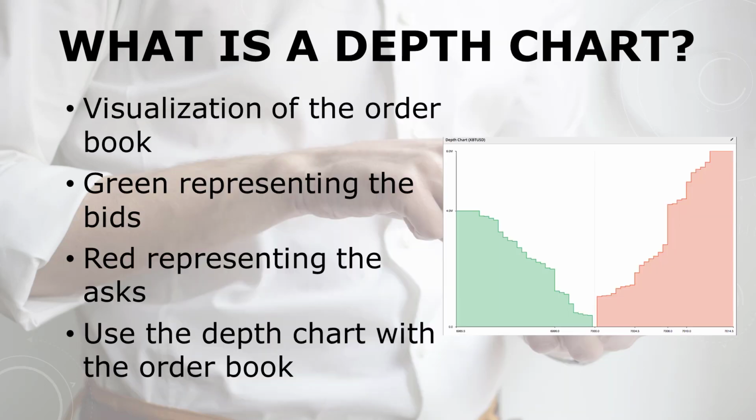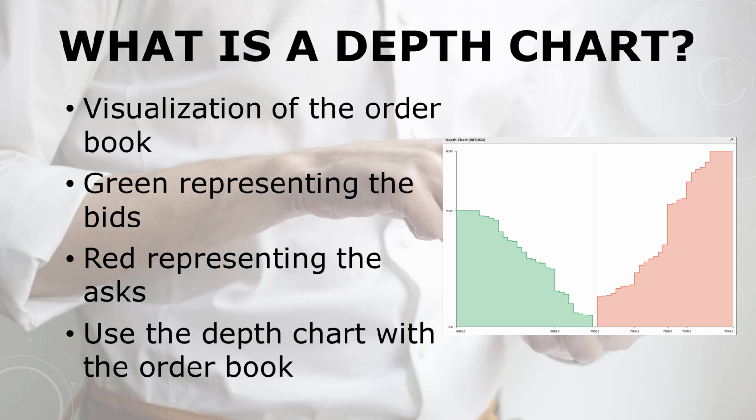The depth chart is a visualization of the order book. In simpler terms, what you see in the order book is put into what is called a depth chart to easily visualize the bids and the asks. The left side of the chart is green, representing bids, and the right side of the chart is red, representing asks. The depth chart sums up all the existing orders, sorted ascending in the case of sell orders and descending in the case of buy orders. The chart will display all of this in a stacked order.